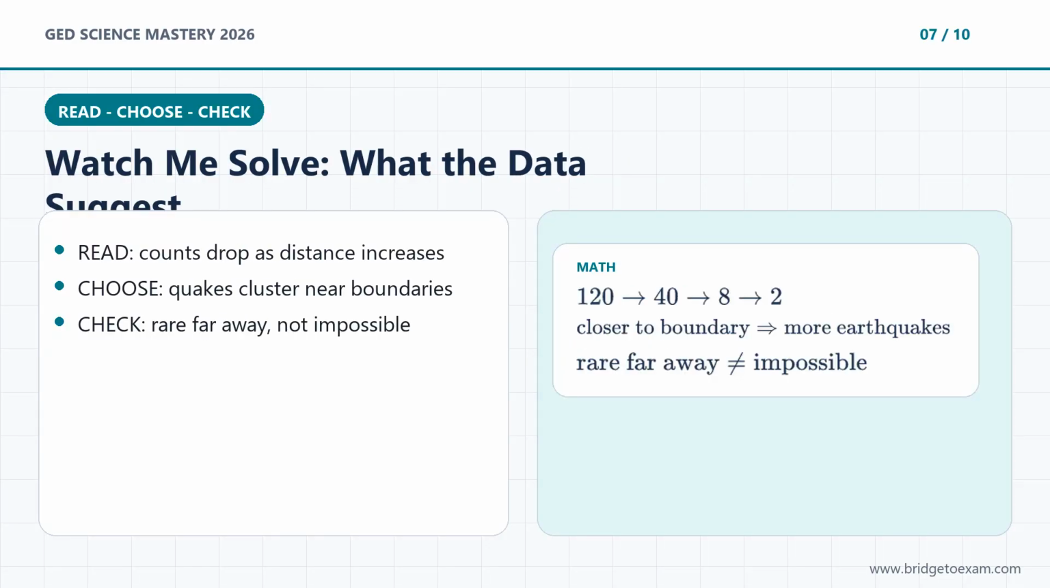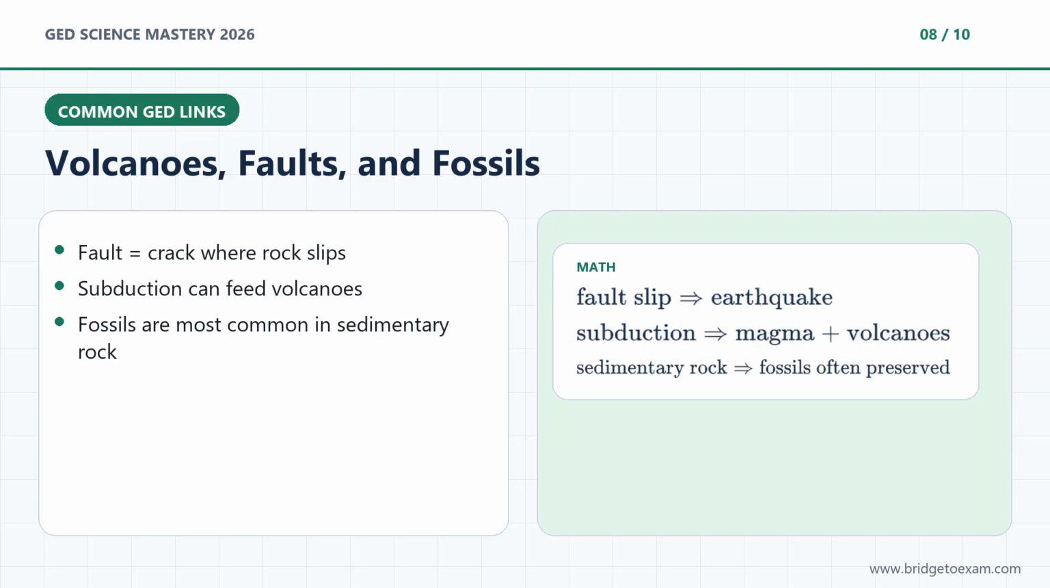What pattern did the data show, and what does that suggest? Read. Earthquake counts drop from 120 to 40, then 8, then 2 as distance increases. Choose. Earthquakes are concentrated near plate boundaries. The closer you are to a boundary, the more earthquakes the data show. Check. Do not overstate it. Earthquakes are far more common near boundaries, but the table still shows 2 far away, so do not say they are impossible elsewhere.